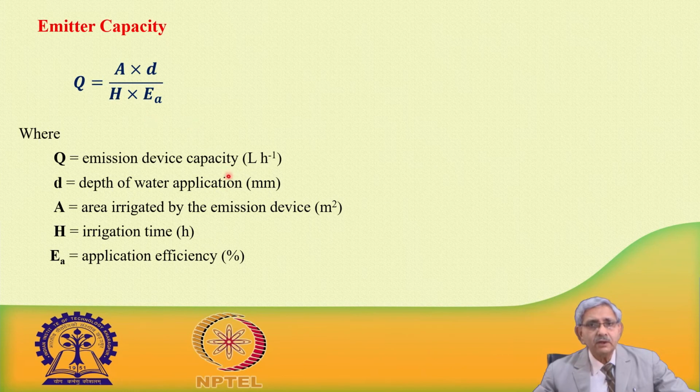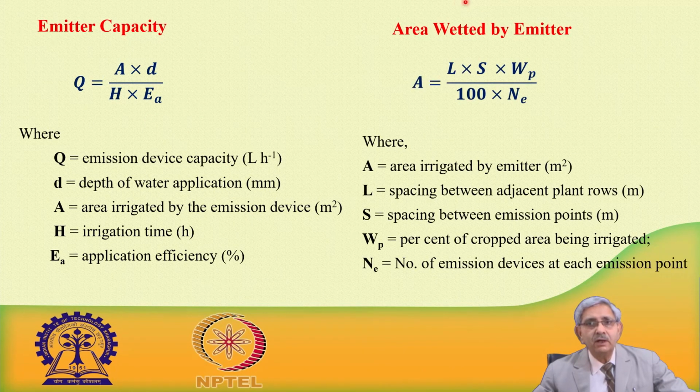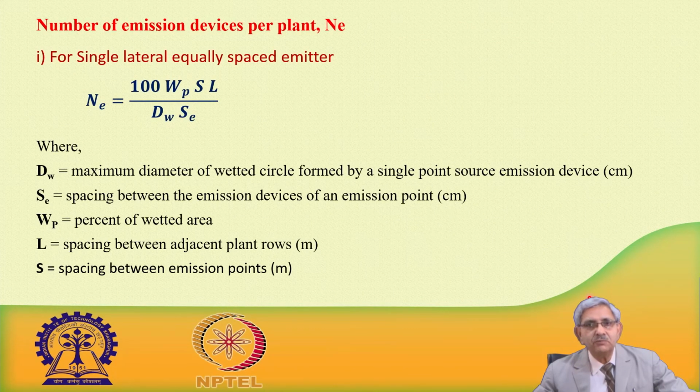In this way, one can find the area weighted by a particular emitter, which is given by the spacing between the emitters, the spacing between the rows, the weighting percentage, and the number of emitters per plant. When we use these parameters, one can find out how much area a particular dripper can irrigate. So, this is a simple expression, and these expressions can be used for finding out your area of irrigation or the capacity of the emitter system.